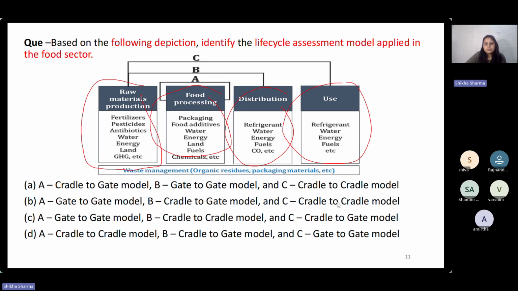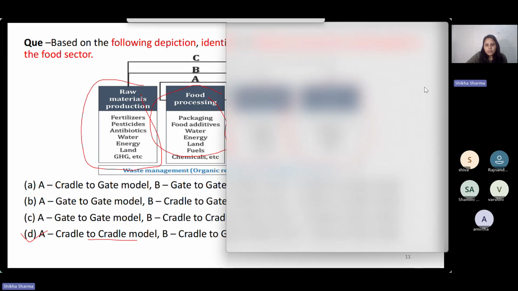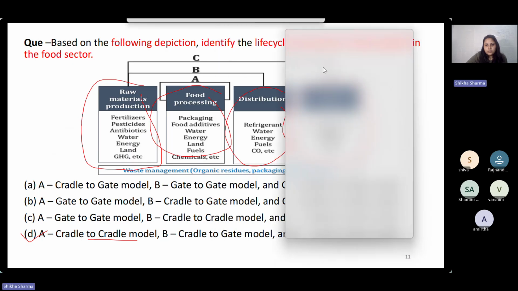Anyone who would like to answer this question? Shiva is saying D, which is this. A is related to cradle, then B is related to cradle to gate, and C is related to gate to gate.